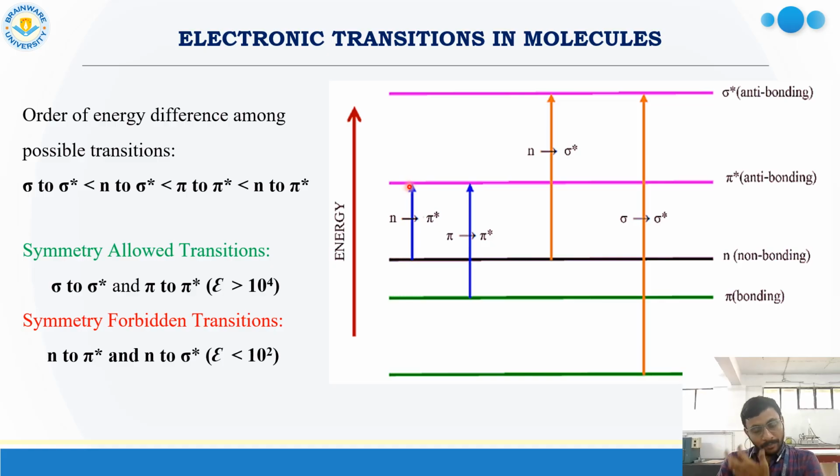This can be determined by just knowing the value of epsilon. Epsilon value, or the molar extinction coefficient, if the value is greater than 10,000, then it is considered a symmetry allowed transition, which is the case for sigma to sigma star or pi to pi star transitions. And if the value is less than 100, then it is considered a symmetry forbidden transition.